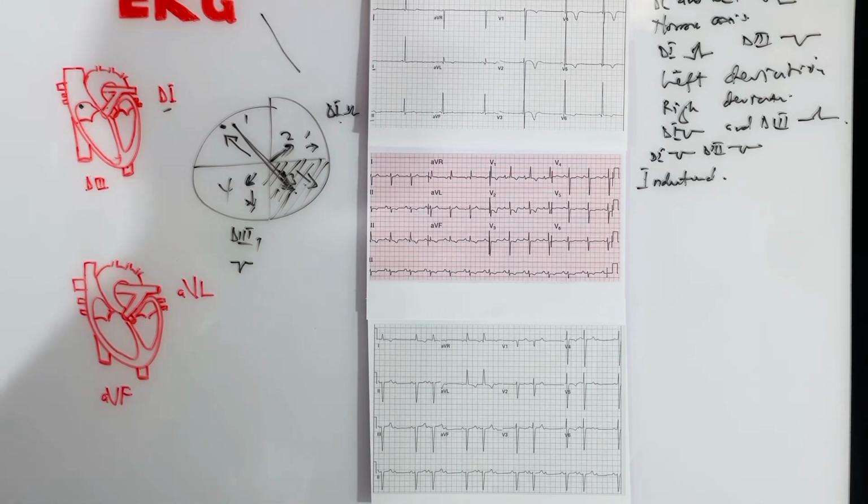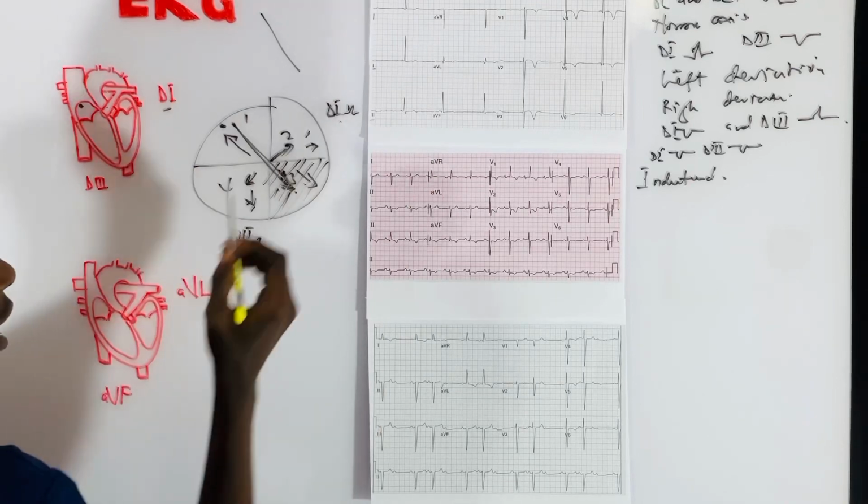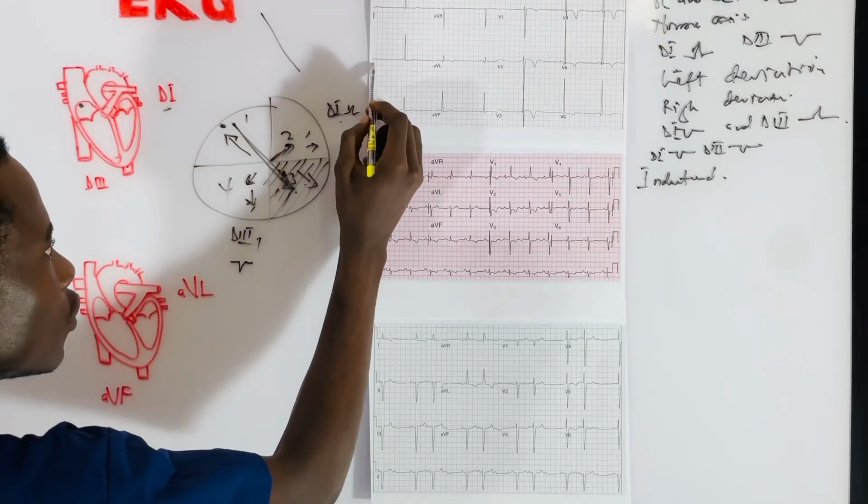Do you understand? Now let's come to the graph over here. This is our graph. We take the graph, this is our D1, this is our D2, and this is what?